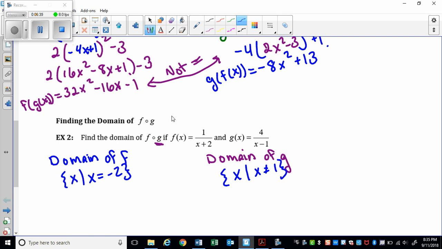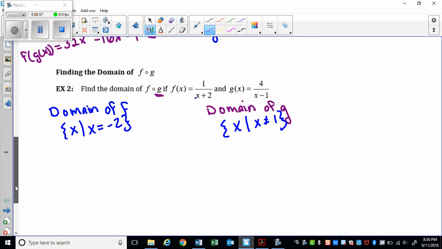Now, we cannot put -2 in for x for our f of x, right? -2 cannot be in here. So we're going to have to set that equal to g to find out what another restriction that g may have, because the output of g cannot be -2. So g of x just can't equal -2. And g of x is 4 divided by x minus 1, so that cannot equal -2. And we're just going to solve.